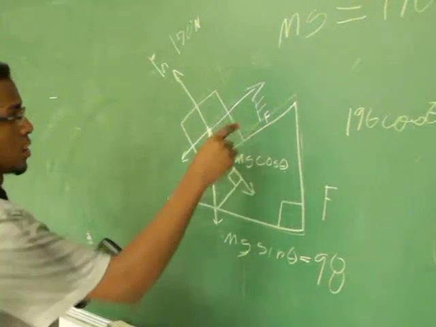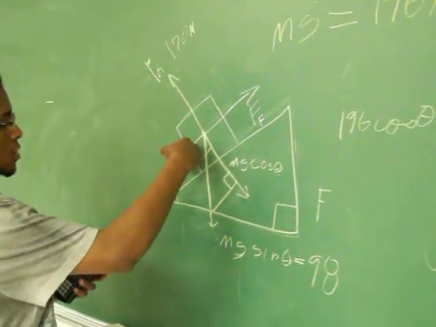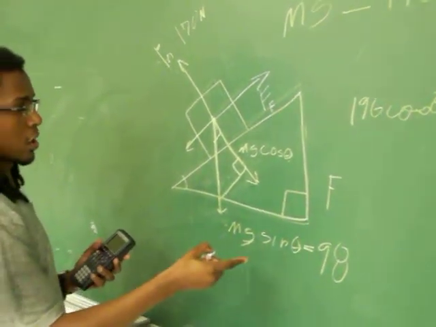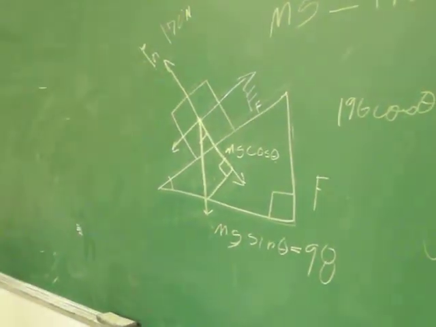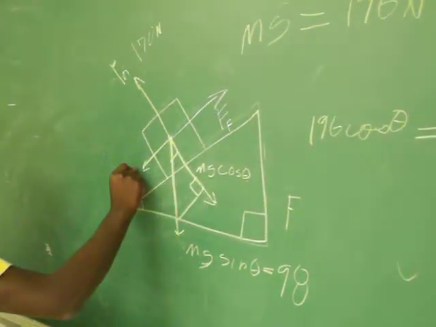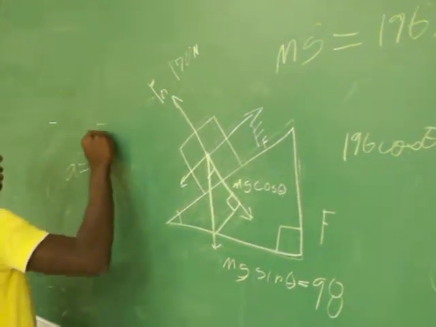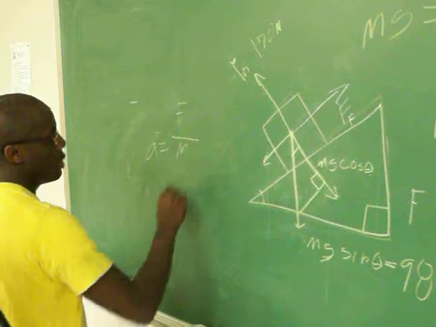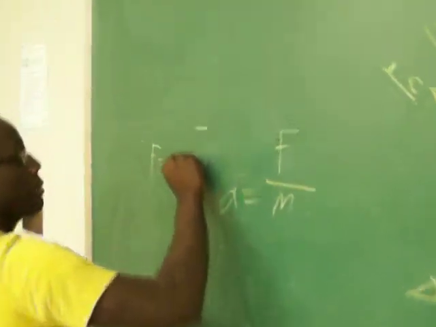Now, if we didn't have a frictional force, then the box would be going in the opposite direction, sliding down, which means that it has a frictional force. Actually, if this was frictionless, it would be accelerating this way. To find the acceleration, you'd have to do acceleration equals force divided by mass. We get that from the equation F equals m times a.